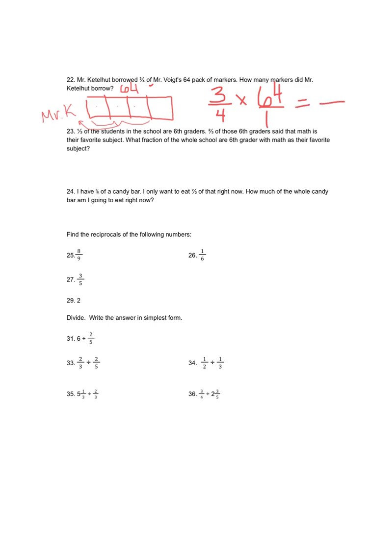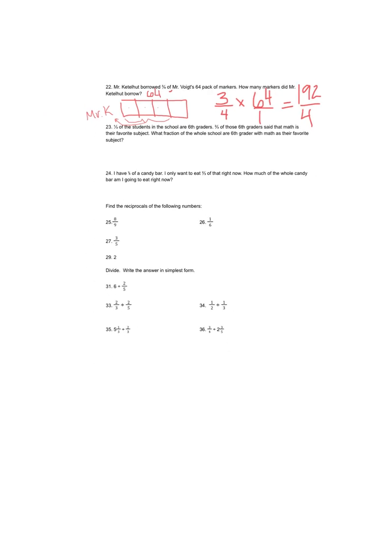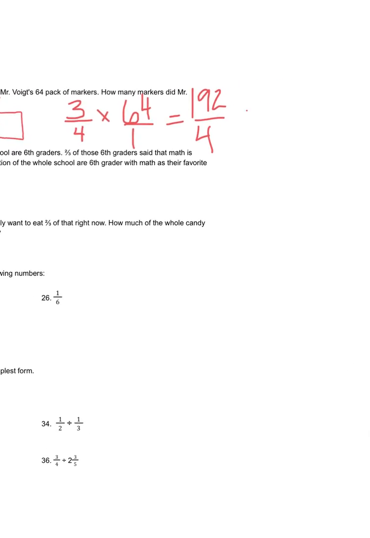3 times 64. Well, that one's a little tricky, so let's move on to the bottom. We're going to get 4 on the bottom. And then 64 times 3, it's going to be 192. Then we're going to ask ourselves, how many times does 4 go into 192? And it goes in 48 times, evenly.